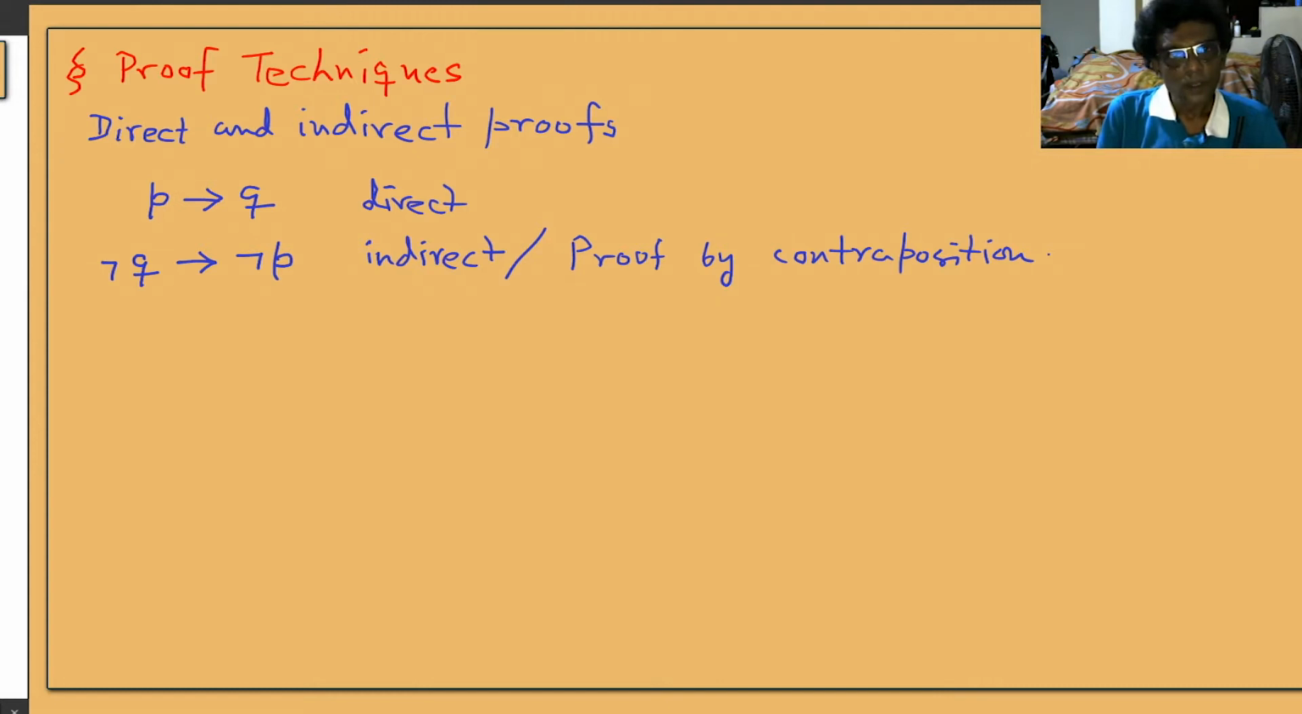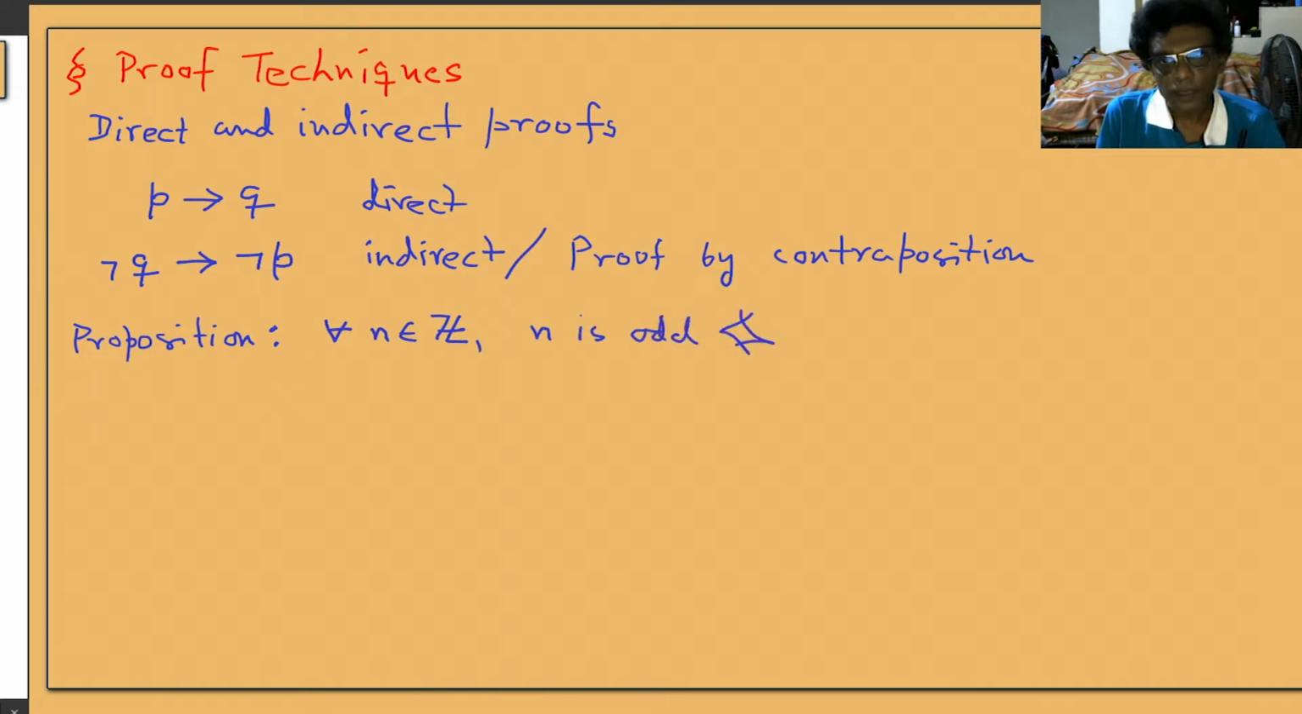Okay. So let us see a few examples of such a proof technique. So maybe I start with this theorem or proposition. For all integers n, we have n is odd if and only if 3n plus 5 is even.